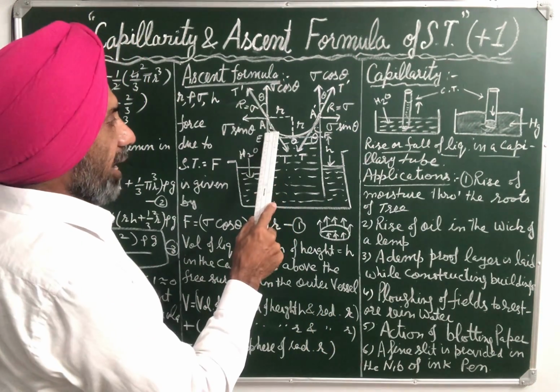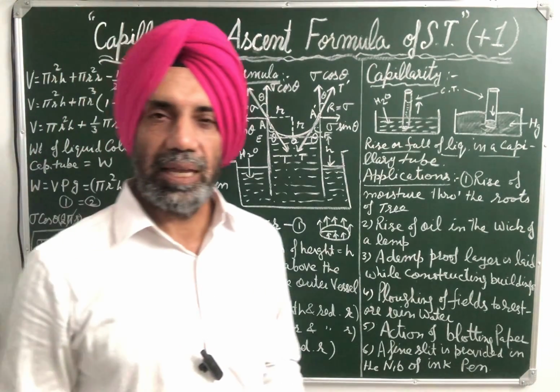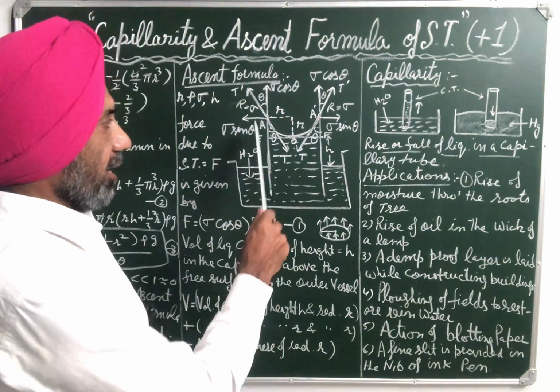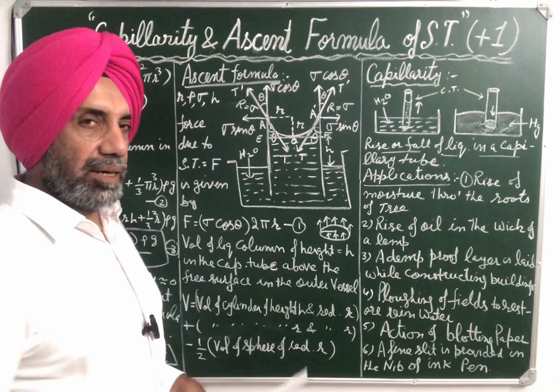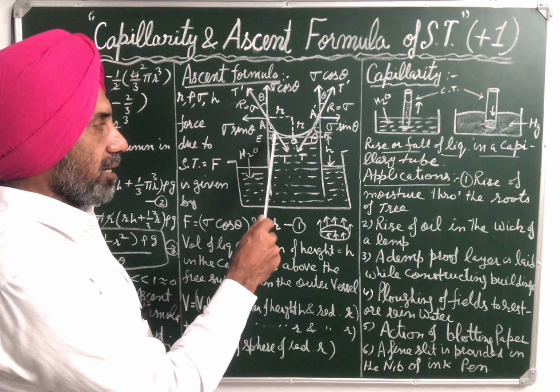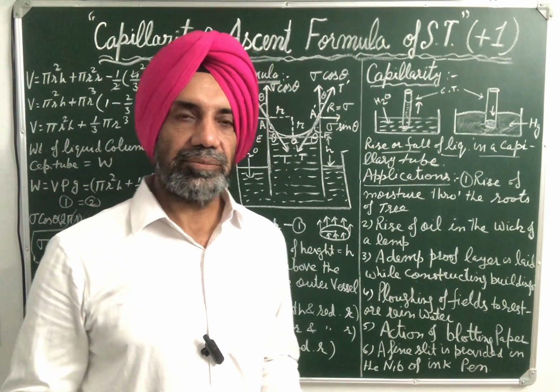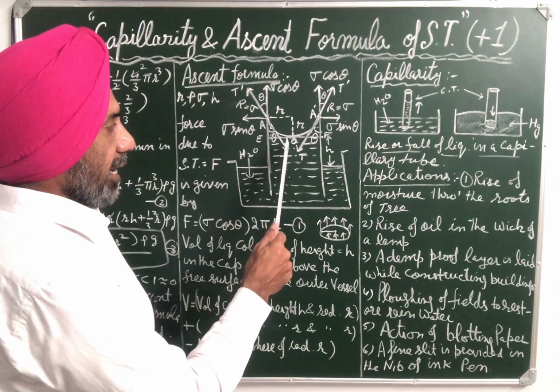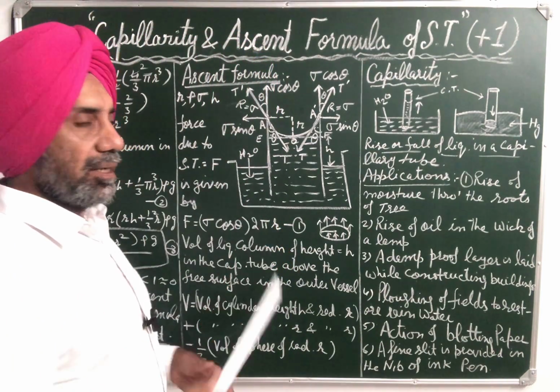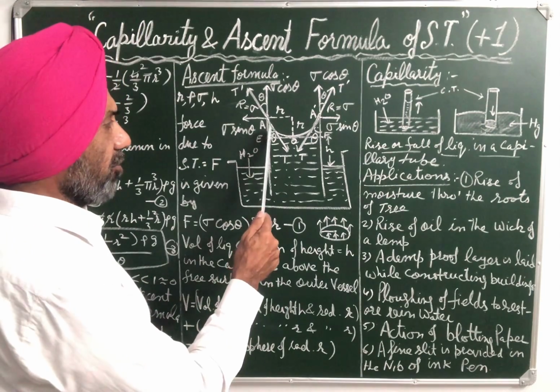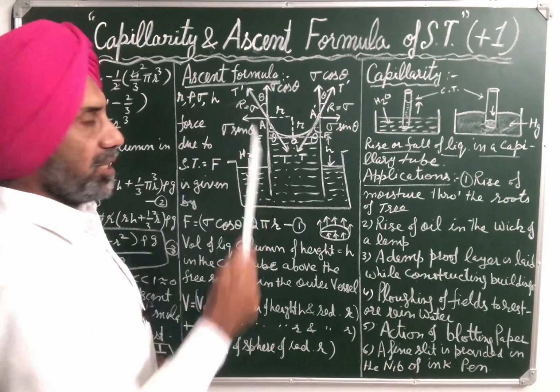Let theta be the angle of contact. So angle of contact is the angle the tangent to the meniscus at the point of contact makes with the glass wall. That is, the angle AT makes with the vertical glass wall. This is called the angle of contact. If this is theta, this is also theta.